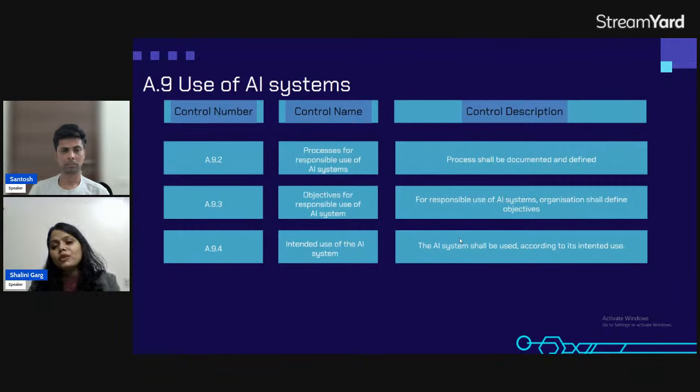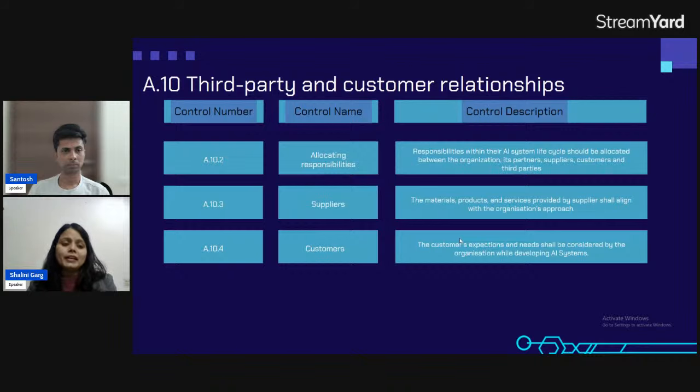Now we are moving on to the last standard, which is third party and customer relationship. Basically, this standard builds accountability and responsibility within the organization. When third parties are involved at any stage of the AI system lifecycle, this control makes sure that the risk is apportioned properly, which is distributed properly, basically. Now, what is allocating responsibilities in that matter? We as an organization shall ensure that responsibilities within the AI system lifecycle are allocated between the organization, partners, suppliers, customers, and third parties. These responsibilities can be split between the parties providing data, parties providing algorithms or models, and parties who are developing the AI system. They all are accountable with regard to some of the interested parties for the organization.